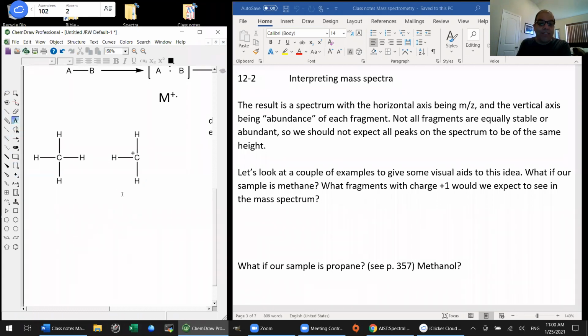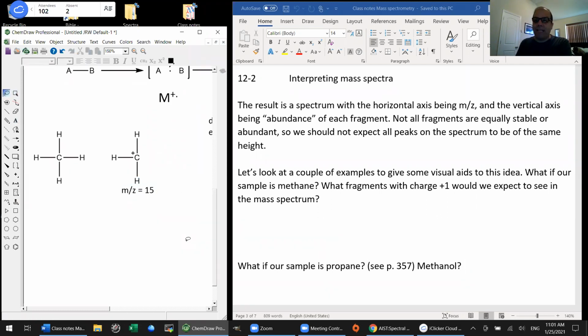So where is that going to show up? Well, it's going to show up at a mass to charge ratio. That's the units, by the way, on the horizontal axis: mass to charge ratio. And since your charge, Z, is going to be +1, it's going to be numerically equal to the mass of the species. And so you just go to your periodic table and look up the most common isotope masses, which again for carbon is 12 and hydrogen is 1. So you have 12 plus 3, we would expect to see a peak at 15.